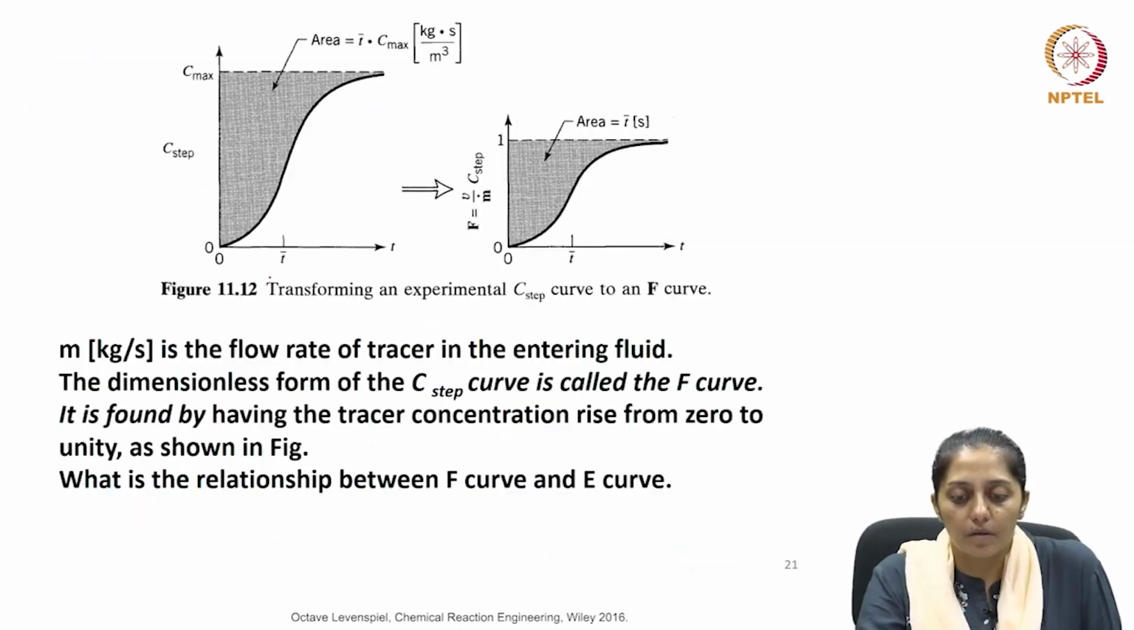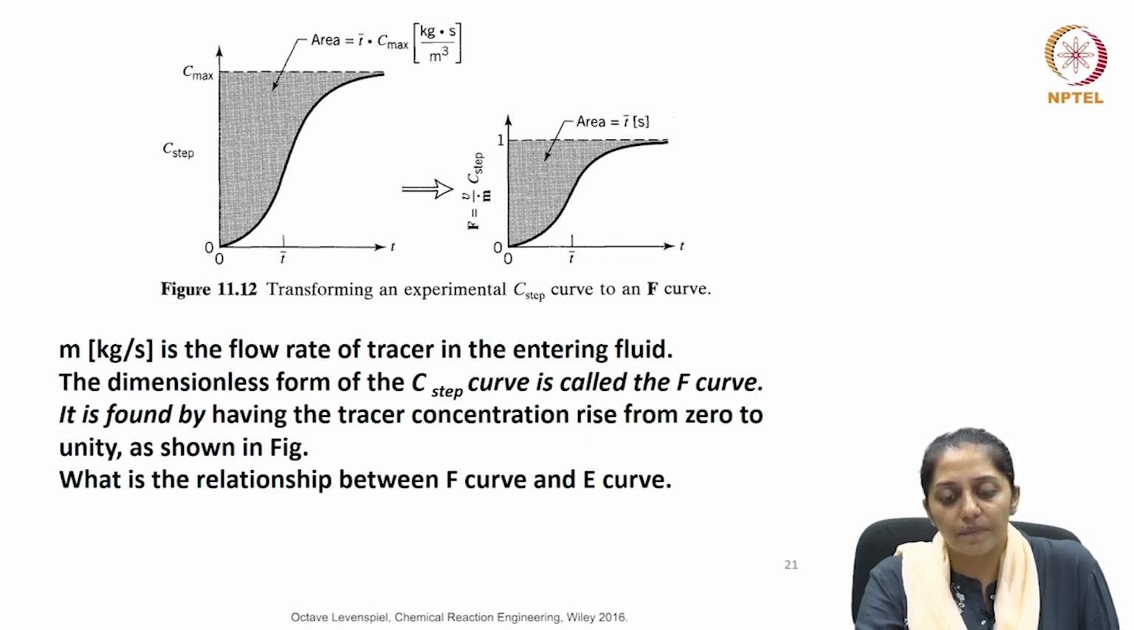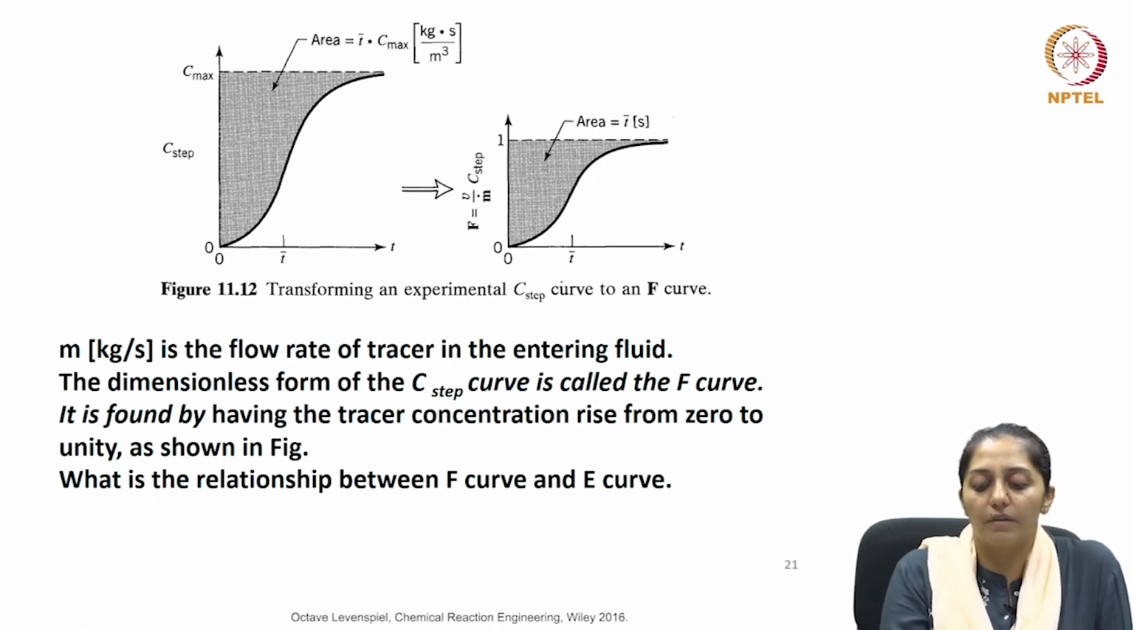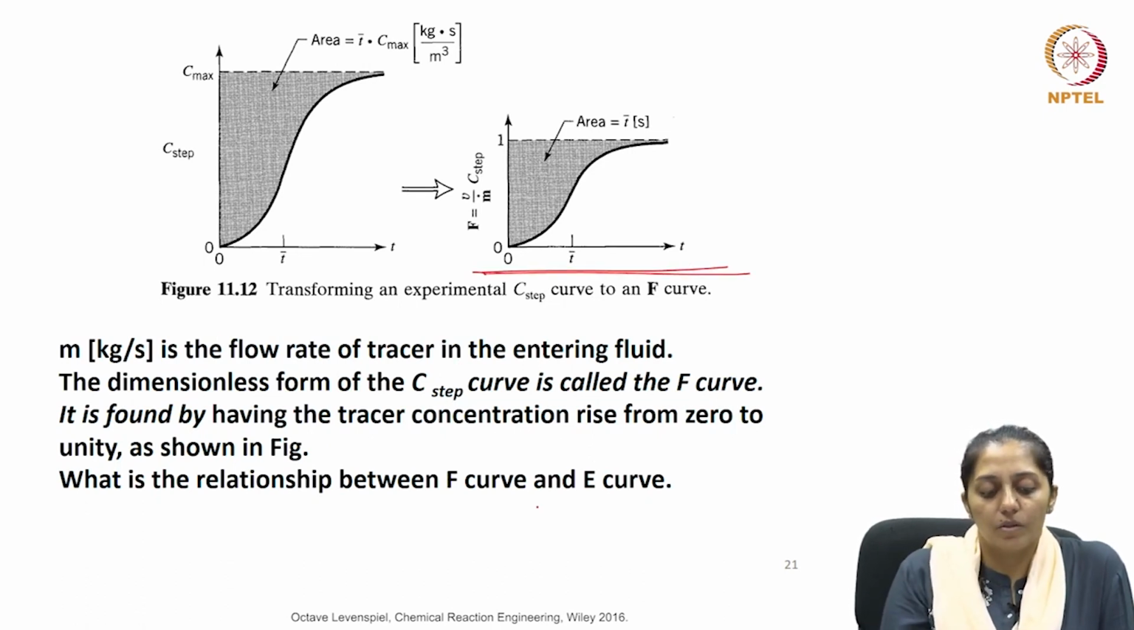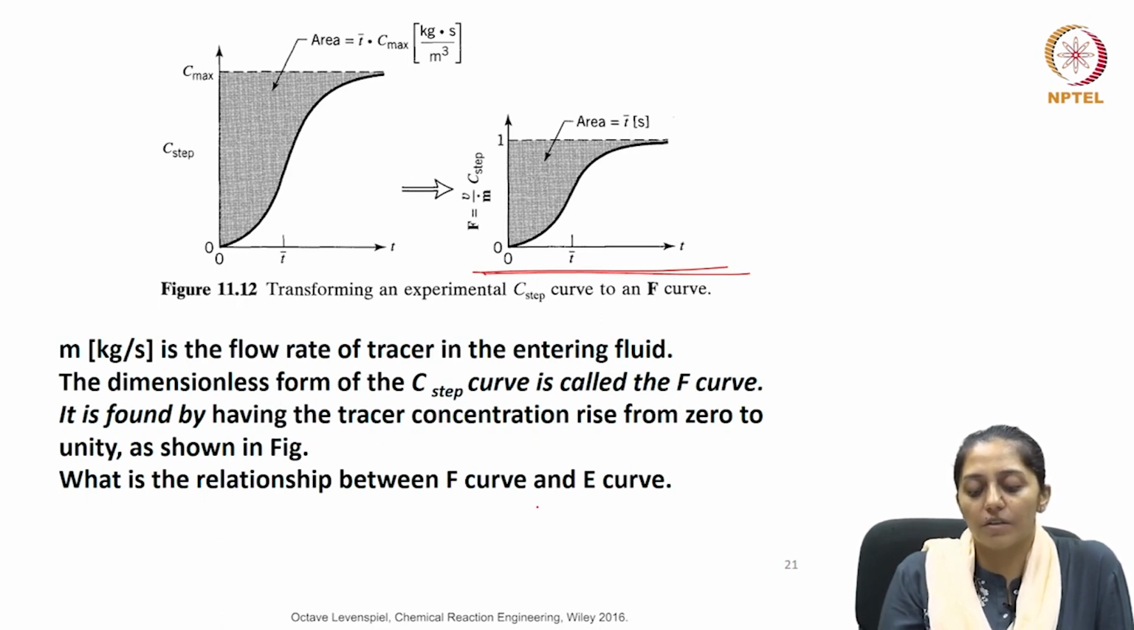So, for your C step, in order to normalize it to area 1, it is converted into an F value such that its value ranges from 0 to 1. Now, m dot is the flow rate of the tracer in the entering fluid. So, the dimensionless form of the C step curve is called the F curve as shown here. It is found by having the tracer concentration rise from 0 to unity as shown in the figure.